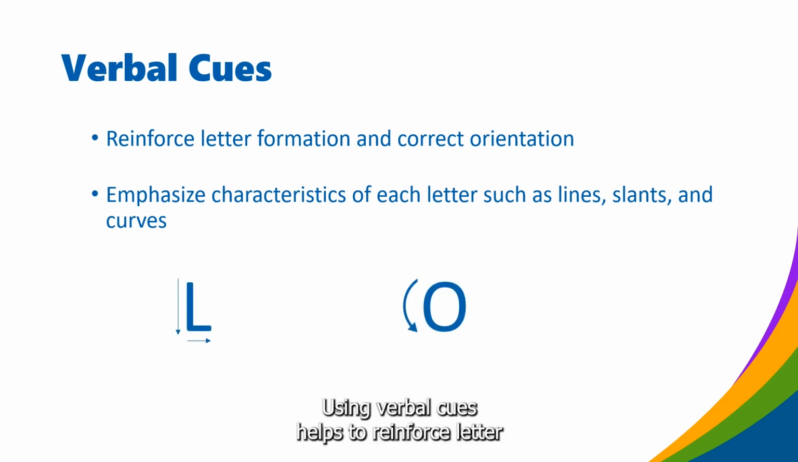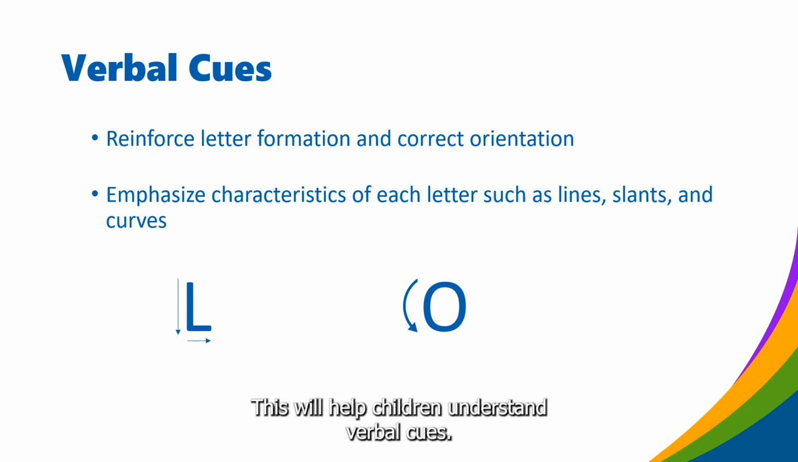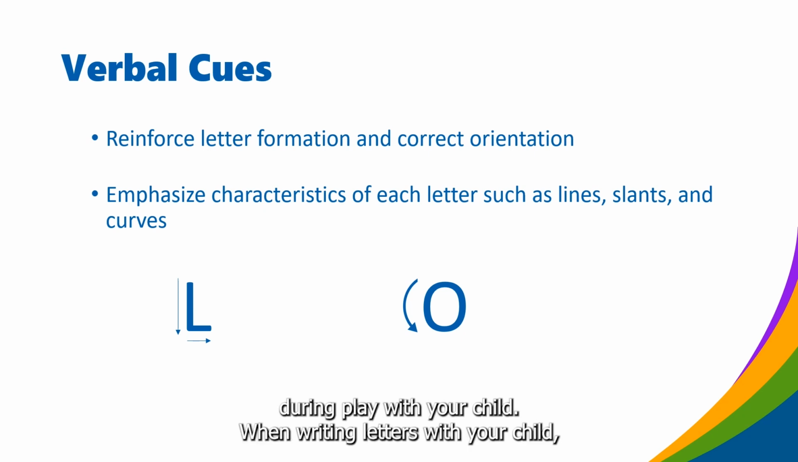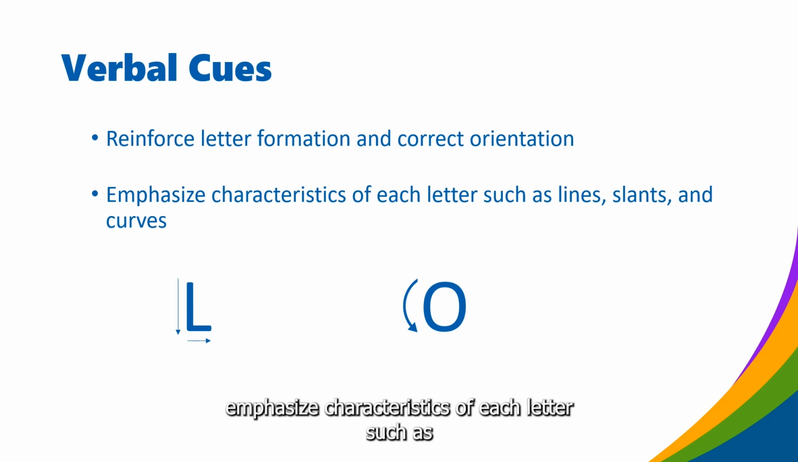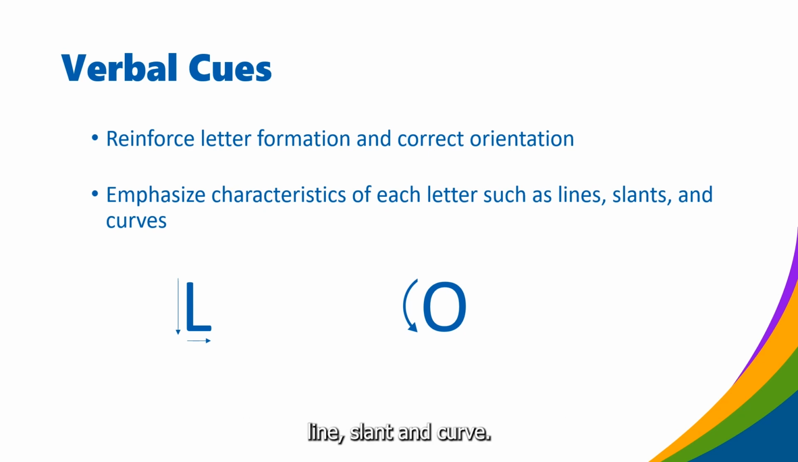Using verbal cues helps to reinforce letter formation and correct orientation. Teach important position words like top, middle, and bottom, and demonstrate their meaning. This will help children understand verbal cues. You can also work on teaching these position words during play with your child. When writing letters with your child, emphasize characteristics of each letter, such as line, slant, and curve.